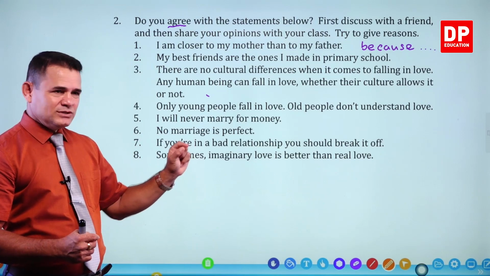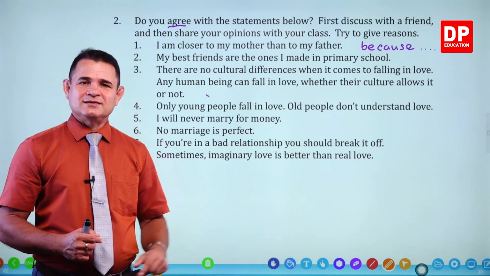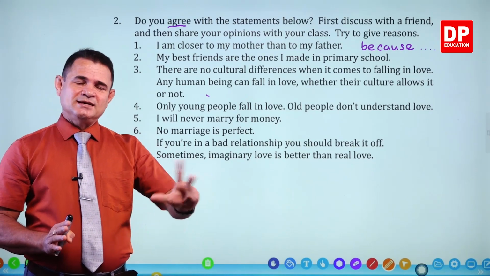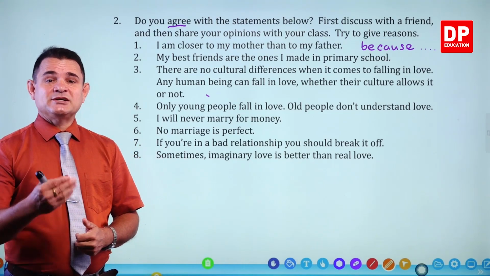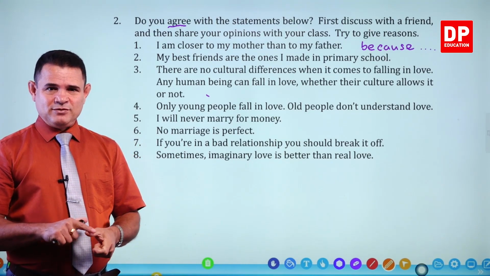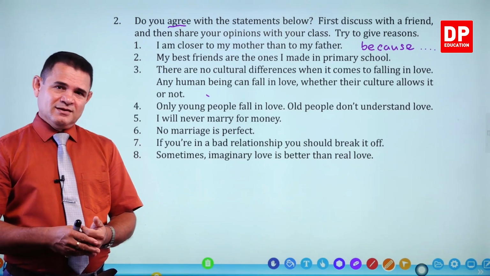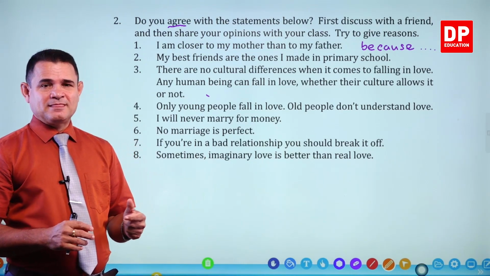I know a couple, they got married like this, and tell them. If you disagree, there are also plenty of examples in society. Take them and try to explain. It can be from your village, from the country, or anywhere, from a story, from anywhere. Take that and explain.